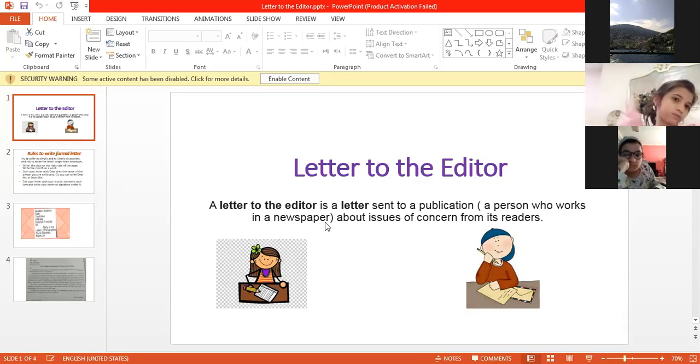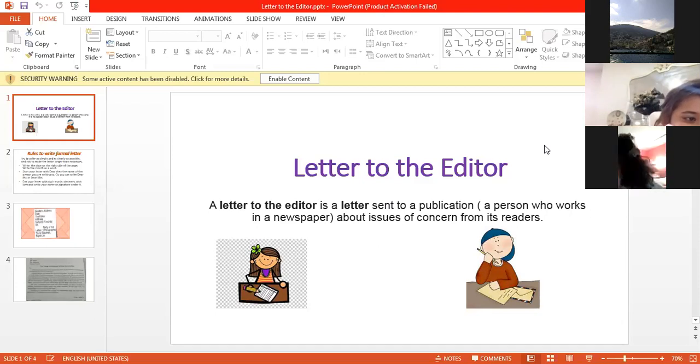Our subject for today is letter to the editor. What does this title mean? Letter is writing a letter. I will tell you later how to write a letter, or refresh with you how to write a letter, because we already know. Now, what is an editor? An editor is a person who works on a newspaper. His job is to receive letters from the readers so he can publish them and put them in the newspaper.